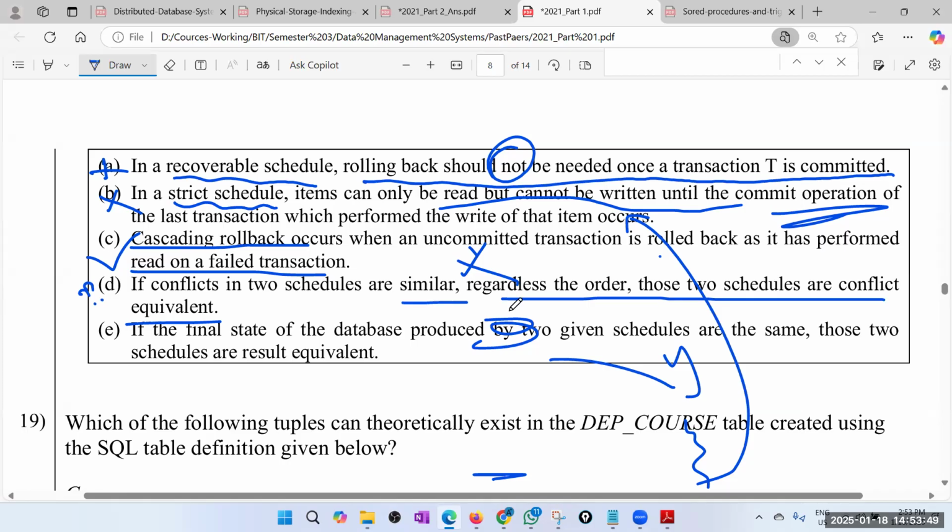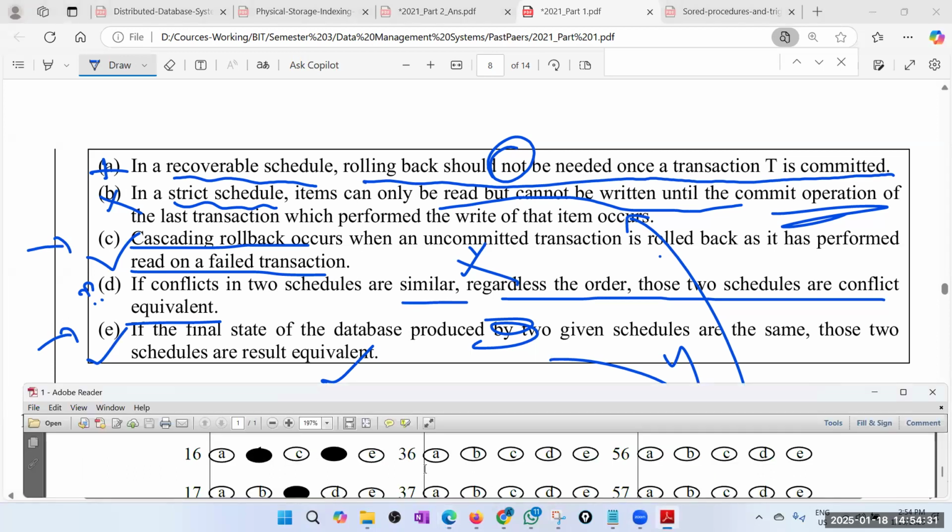E. If the final state of the database produced by the two given schedules are the same, those two schedules are result equivalent. Yes, right? Because result equivalent means though those two schedules have different sequences, the result is the same. So that is called result equivalent. Actually, that is what we check using the dependency graph, whether there are cycles. So that is correct. A lot of answers are very fuzzy for me, but I will go for C and E only. Other things I'm not very sure. Okay.